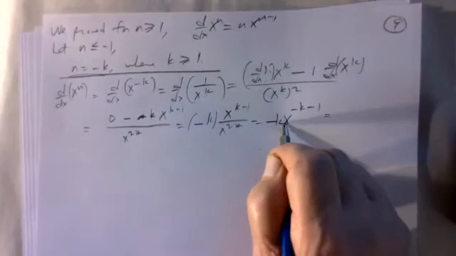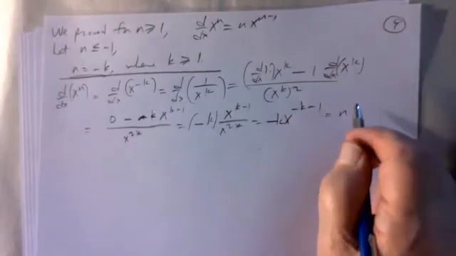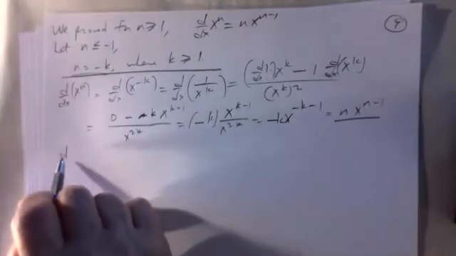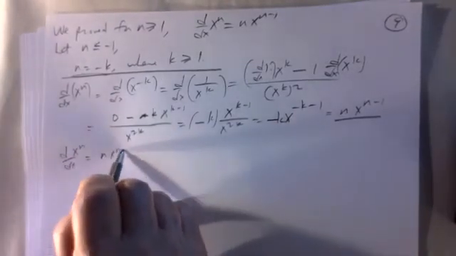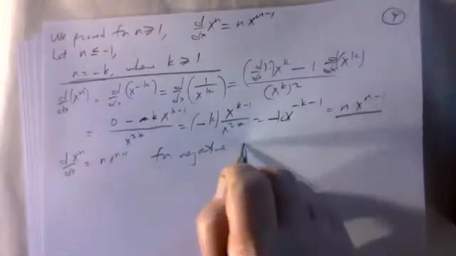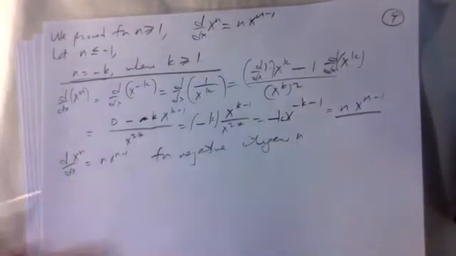Minus k is n, and minus k minus 1 is n minus 1. So the derivative of x to the n dx is nx to the n minus 1, also for negative integers n.